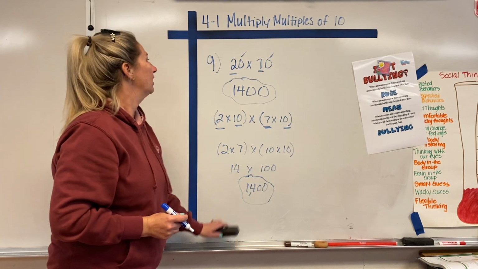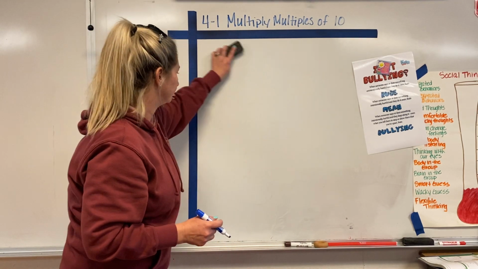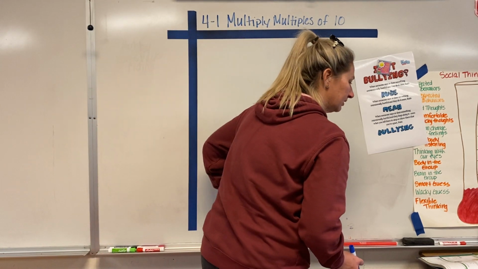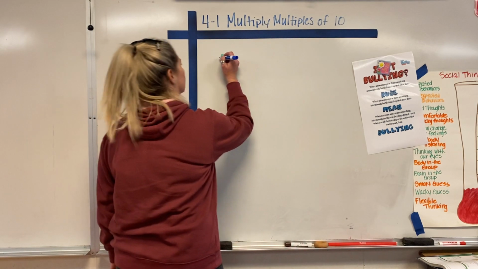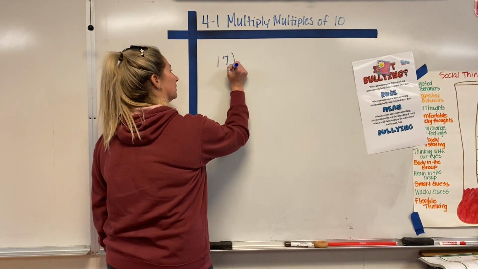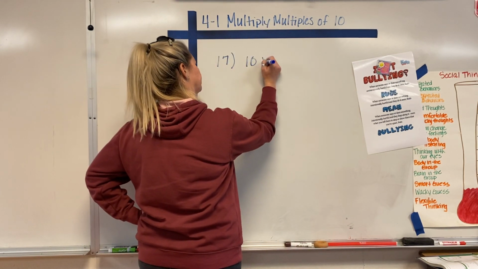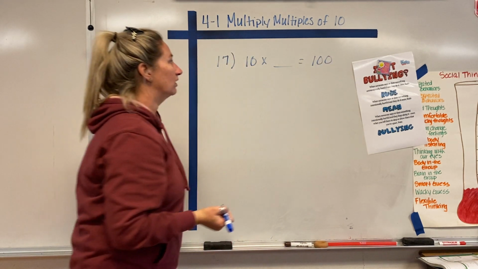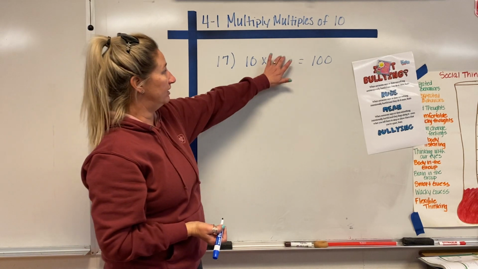Okay. So let's look at... I think those are pretty self-explanatory. Let's look at number 17. And that's 10 times blank equals 100. So in this problem, you're having to fill in that missing number.